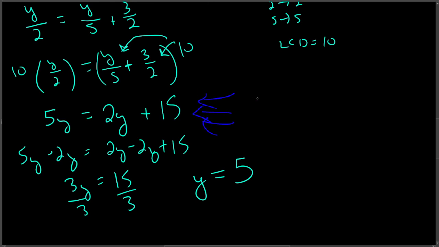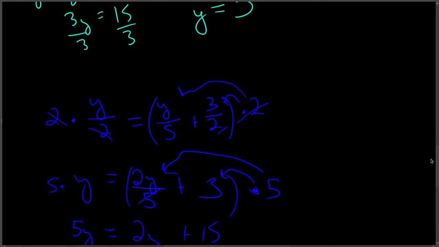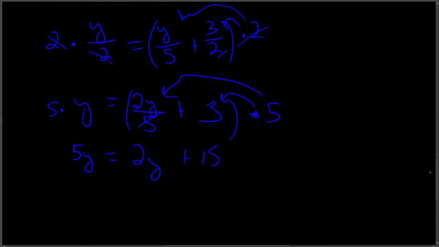So if you can't find the LCD readily, or there are variables or things in there that are making it hard for you to see the LCD, just focus on one fraction at a time and multiply the denominator across the whole equation. Each term is going to get multiplied by it. If you still have a fraction left over, repeat. And eventually you'll clear all the fractions, and you'll be able to solve these equations with fractions in them.